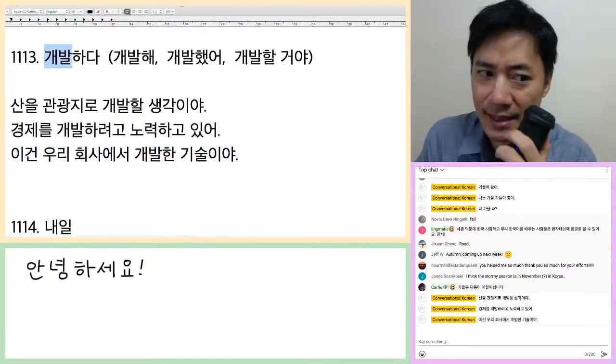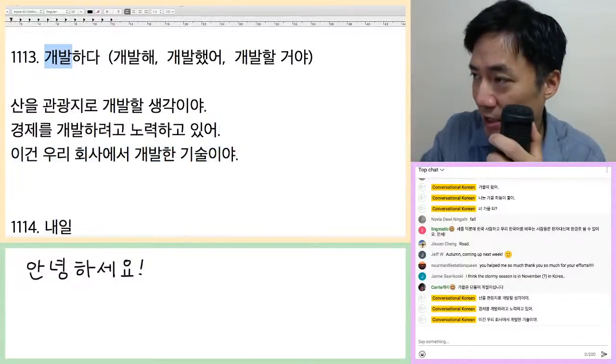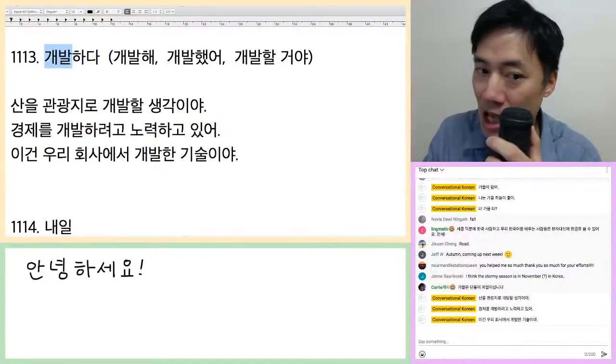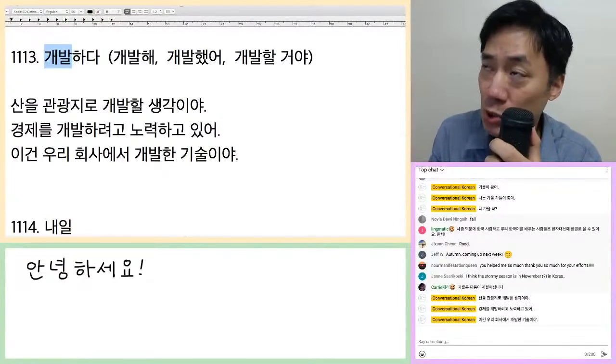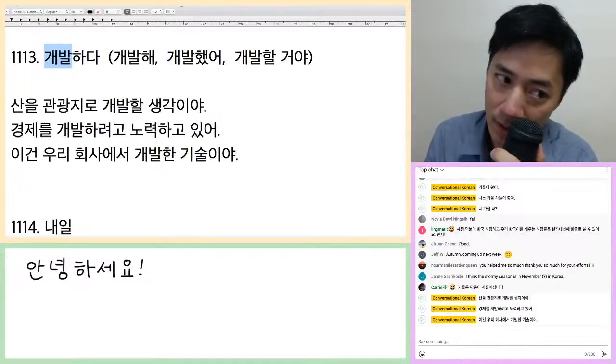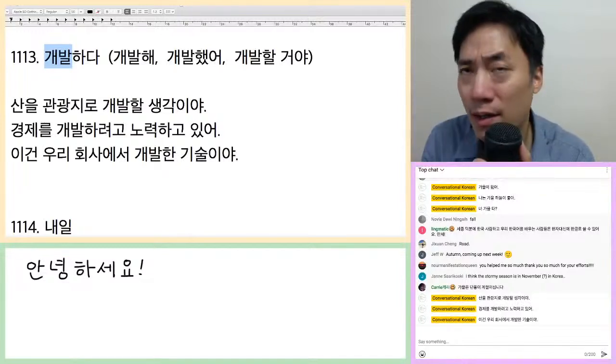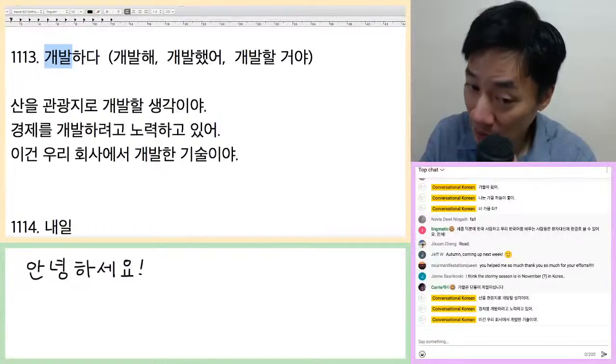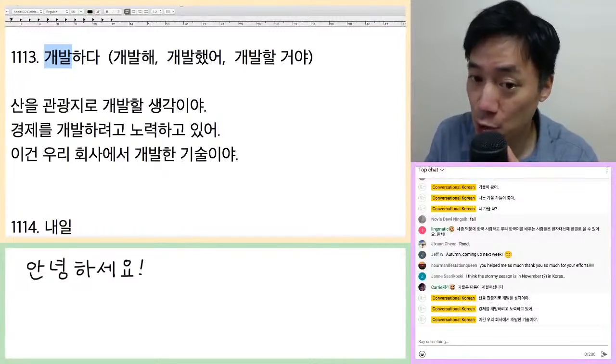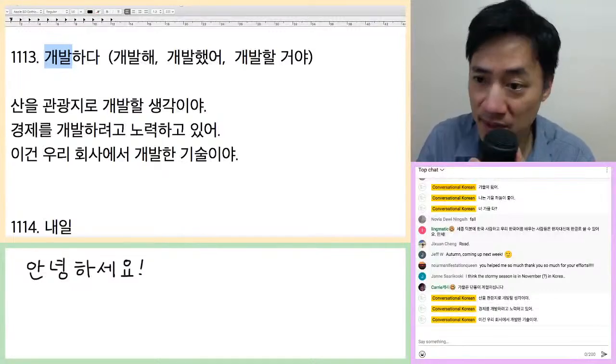Okay. 개발하다. It can be to develop something. 개발하다. Or sometimes it can be to invent something. Either way, primarily it's to develop, but sometimes it can be to invent something new.